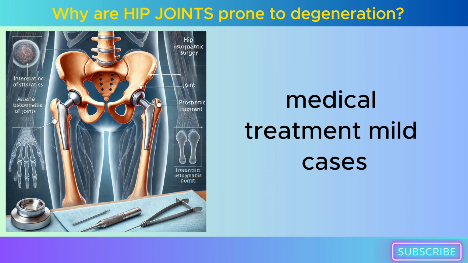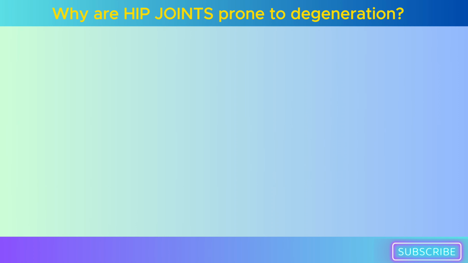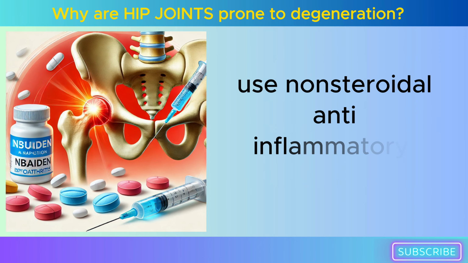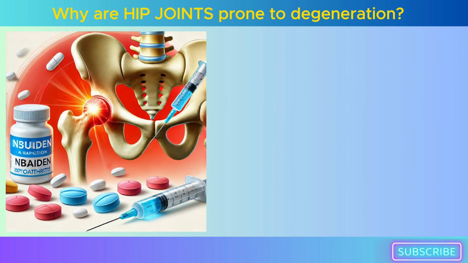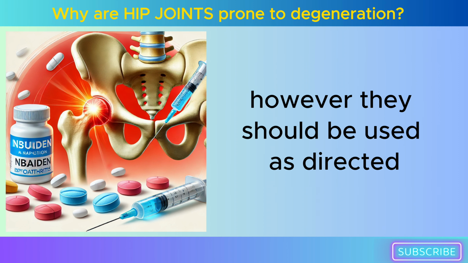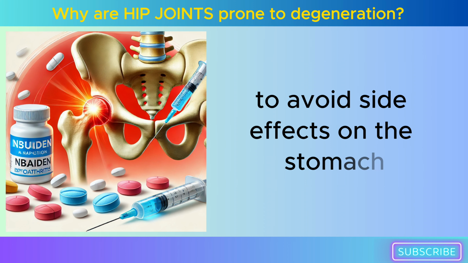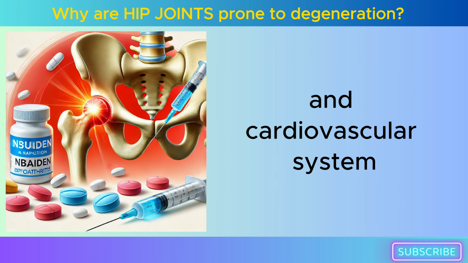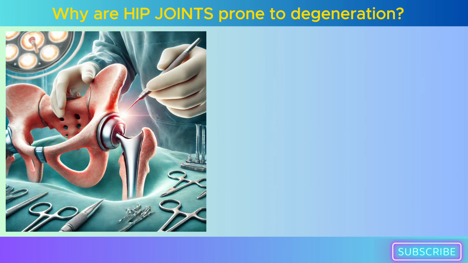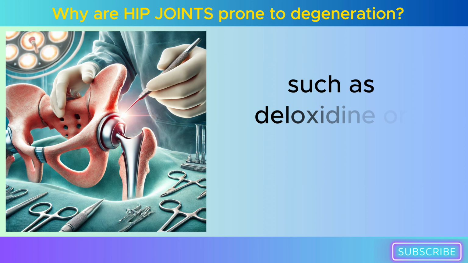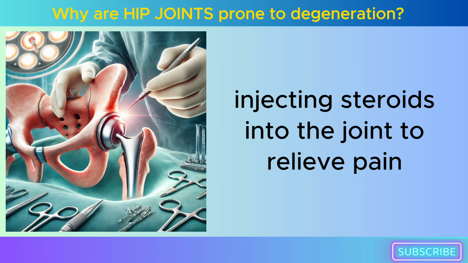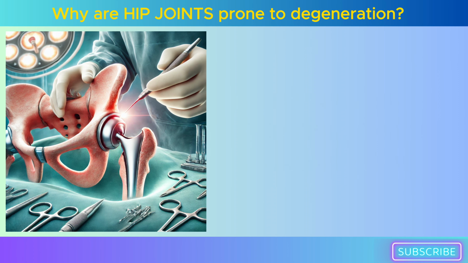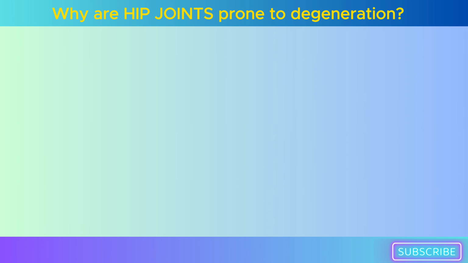Treatment methods for hip osteoarthritis. Medical treatment. Mild cases: use non-steroidal anti-inflammatory drugs, NSAIDs, such as ibuprofen or naproxen. However, they should be used as directed to avoid side effects on the stomach and cardiovascular system. Severe cases: prescription drugs such as duloxetine or tramadol can be used. In addition, injecting steroids into the joint to relieve pain is also a temporary option.